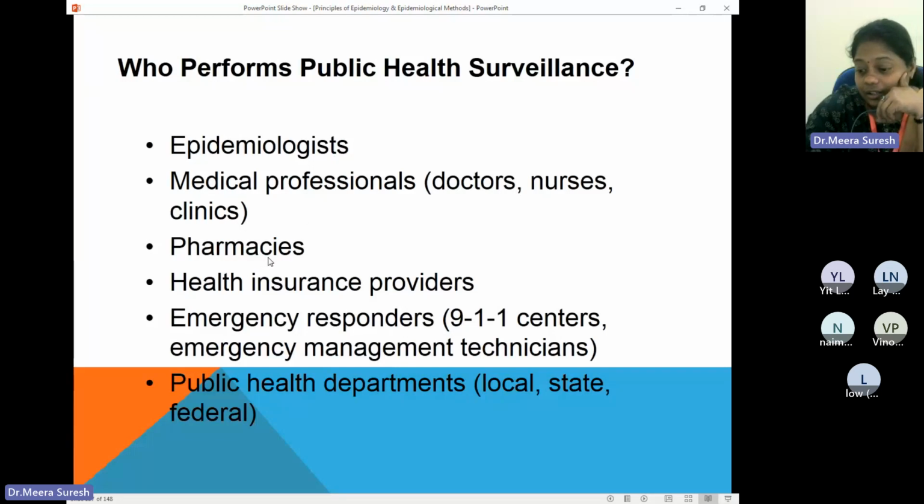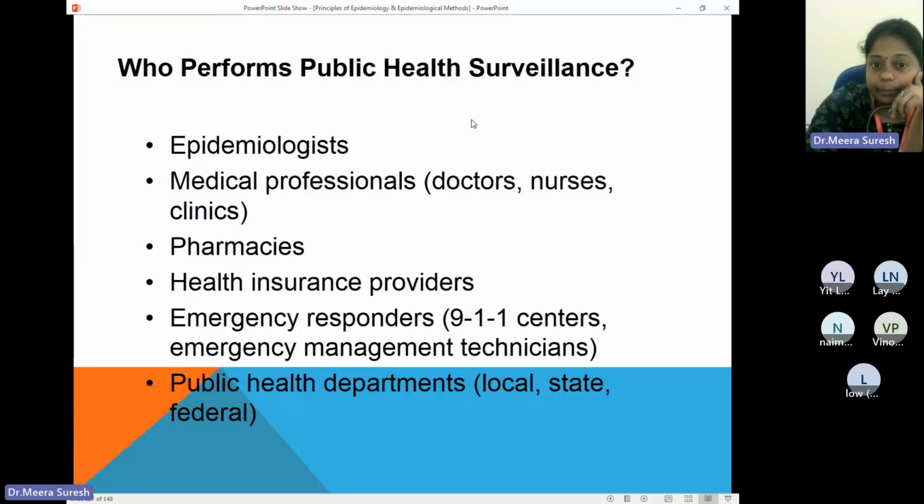Pharmacies can do it. Not that they are doing it, but they can. They can see every day which medicines have been sold. If we give pharmacies a particular direction, like we want to know about a particular disease, say gastric ulcer, how many medicines are being sold every day for gastric ulcer, we get to know. So pharmacists can do the surveillance, and health insurance providers for sure. There's no doubt regarding them. Emergency responders, we get the details from them, and also the public health departments, local, state, federal, or central.